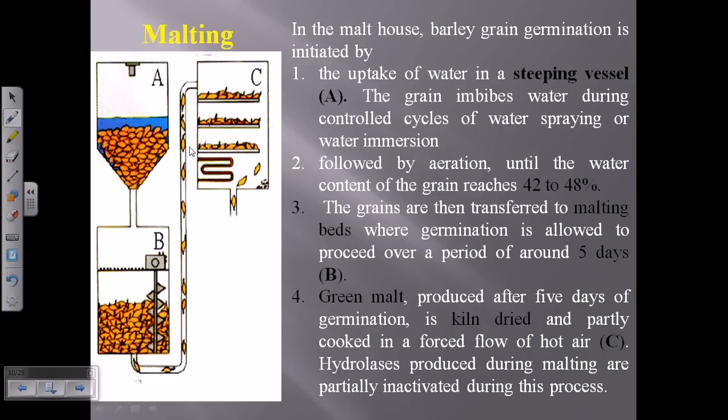So here you can see the malting beds are coming out. Here are the malting beds, and here they are allowed to germinate for 5 days. Once everything is produced, we call it the green malt, and after the 5 days we need to subject them to kiln drying. So in this case, these are the 3 different stages.